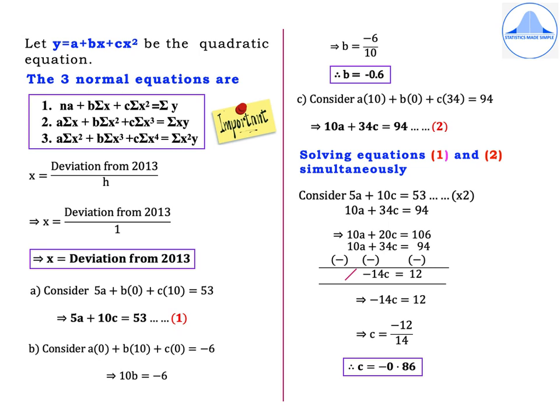Now subtracting both the equations, the a term will vanish and you'll get minus 14c is equal to 12, which implies c is equal to minus 12 divided by 14, or c is equal to minus 0.86.